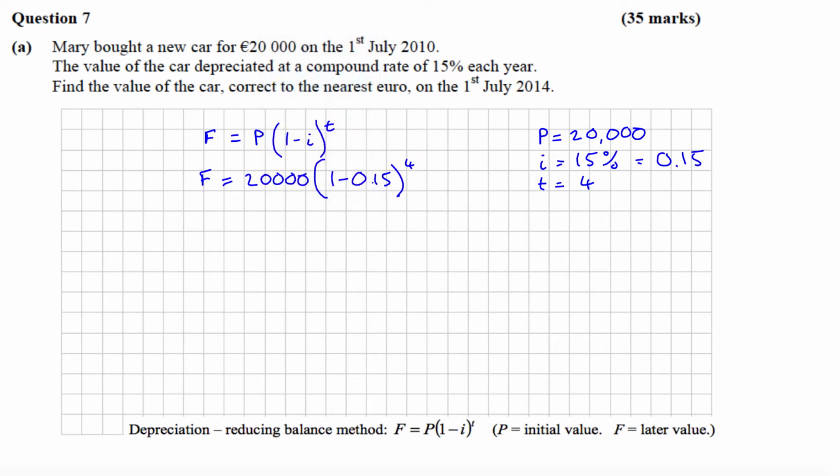So again, just to be clear, we're putting the P value there, the I value, which is this here, and the T value, which is 4, putting that there. So there we go. Okay, so we'll put all this then into our calculator, and that gives us a final value of 10,440, and that's going to be in euro. So that's the answer, 10,440 euro.